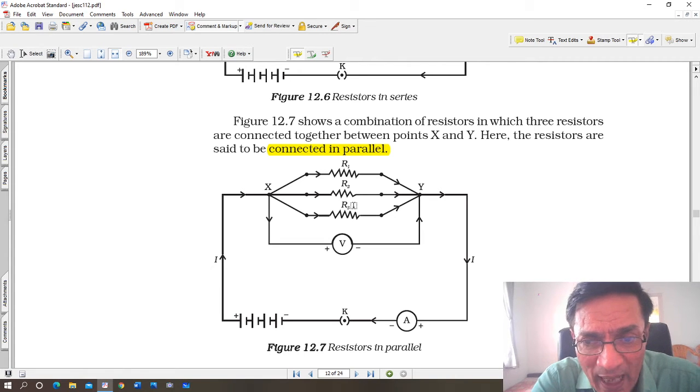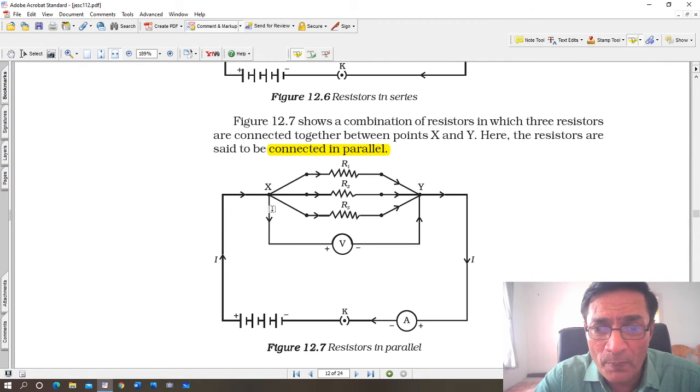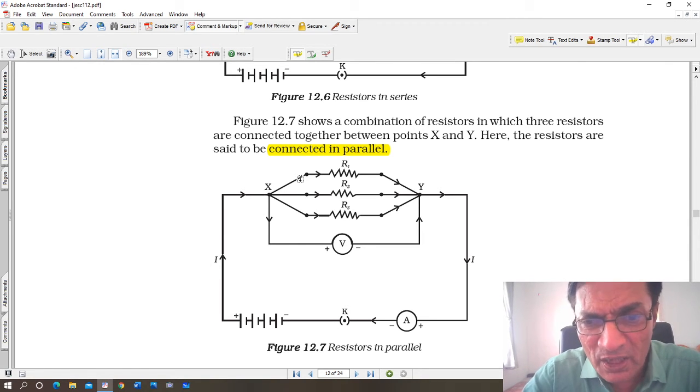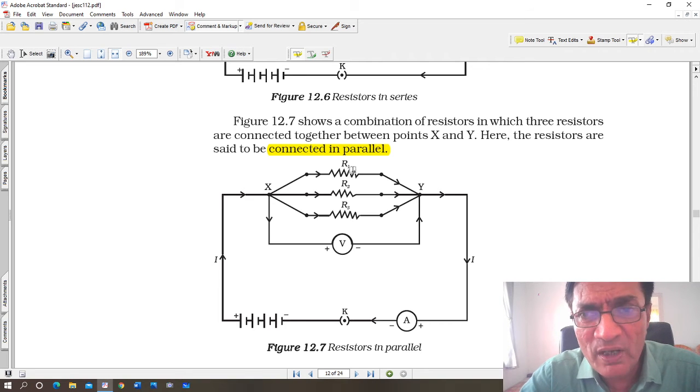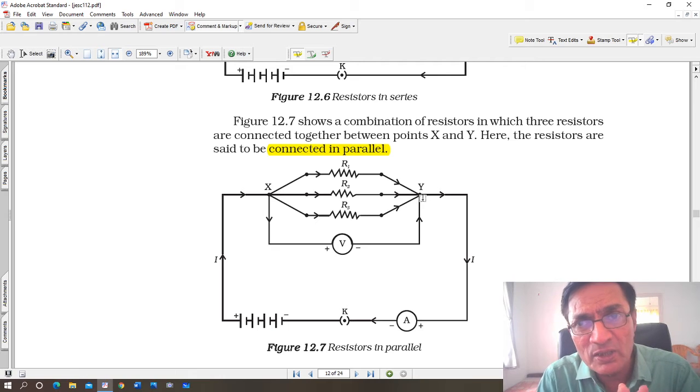Okay, now look at R1, R2, R3. They are not in one line; all three are connected to X and Y. That is called parallel connection. Here at X, okay, the current will diverge. Different amounts of current will pass through R1, R2 and R3. And at point Y the current will again become the same.